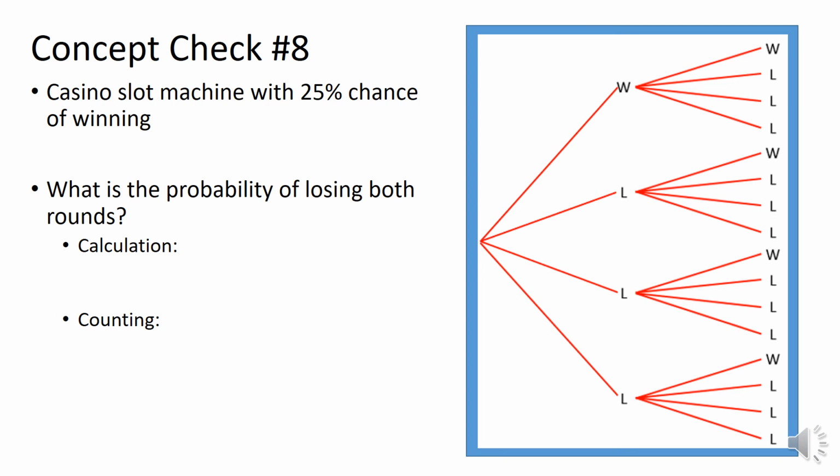So let's do our concept check number 8. So again, casino slot machine, 25% chance of winning. What is the probability of losing both rounds? So on your note sheet, please write out how you would calculate that just using decimals. And then also tell me what the fraction is using the counting method. So go ahead and pause, work those out, and then unpause and we'll continue.